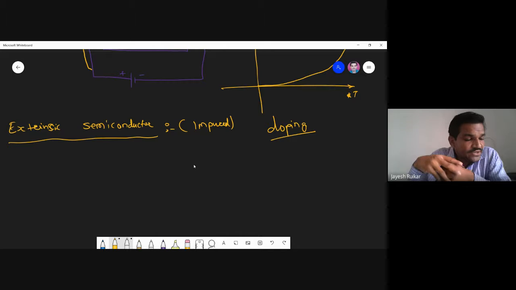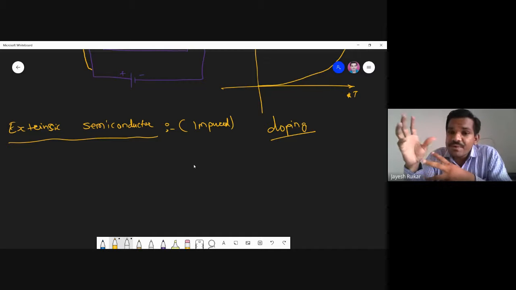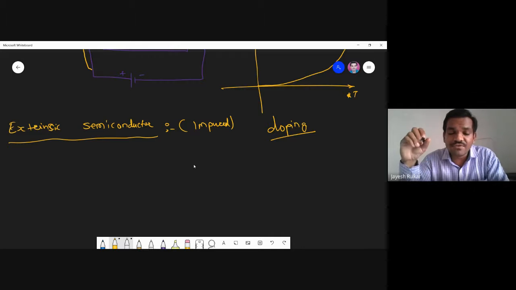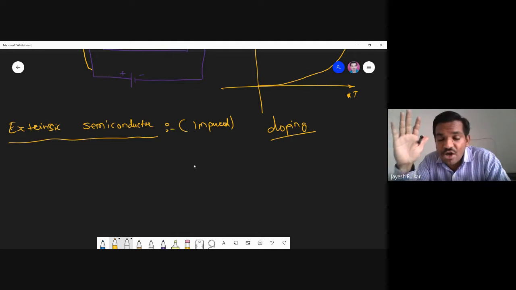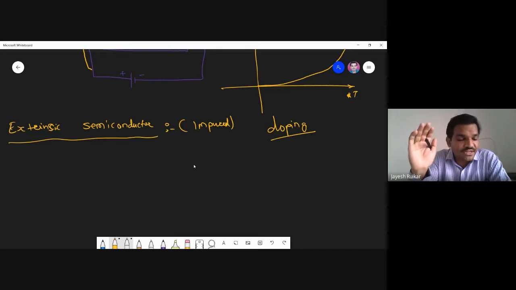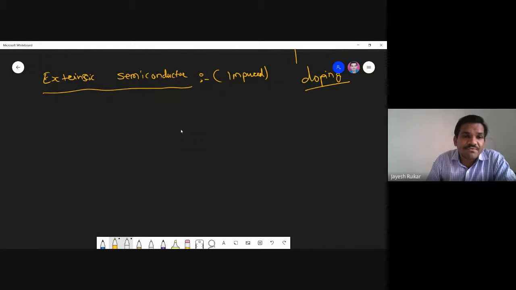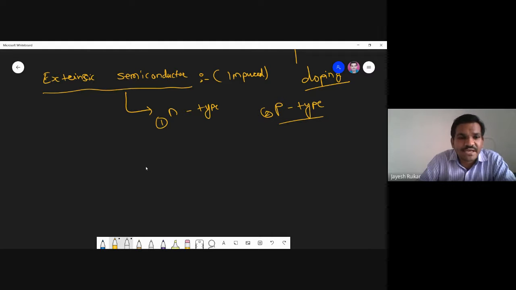Why do we need to do this? In order to change the properties, meaning the conduction of electrons and the conduction of holes. So in order to change the properties of the intrinsic material, we add a small amount of other material to the pure material, and this process is called doping. Depending upon the type of impurities, we have two types of doping, or two types of material. One is called N type, and the other is P type. Now what is N type, and what is P type? That we will see.